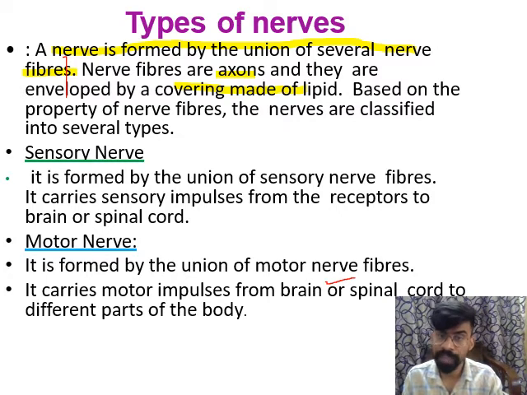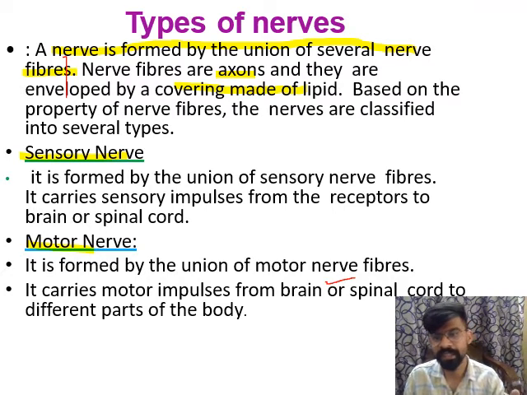Then, based on the property, nerve fibers are classified into several types. In this slide there are two nerve fibers: sensory nerve and motor nerve. Sensory nerve, as the name indicates, helps for the sensation.